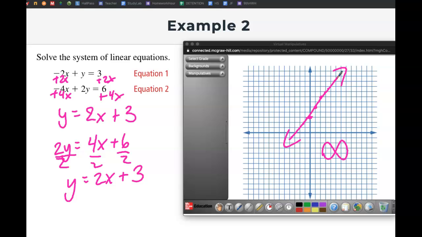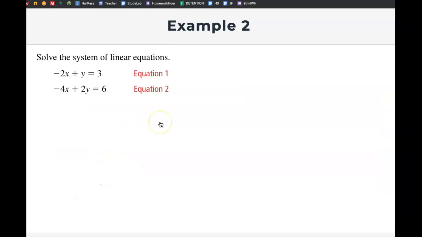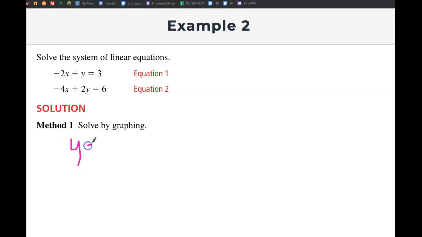If it showed us the graph and it was just one line, it'd be infinitely many. But how would you know that it wasn't just one line? Because you would have two equations above it that would tell you that. Wait, so what's the difference between infinitely many and no solution? If you get the same line, both of these equal y equals 2x plus 3.